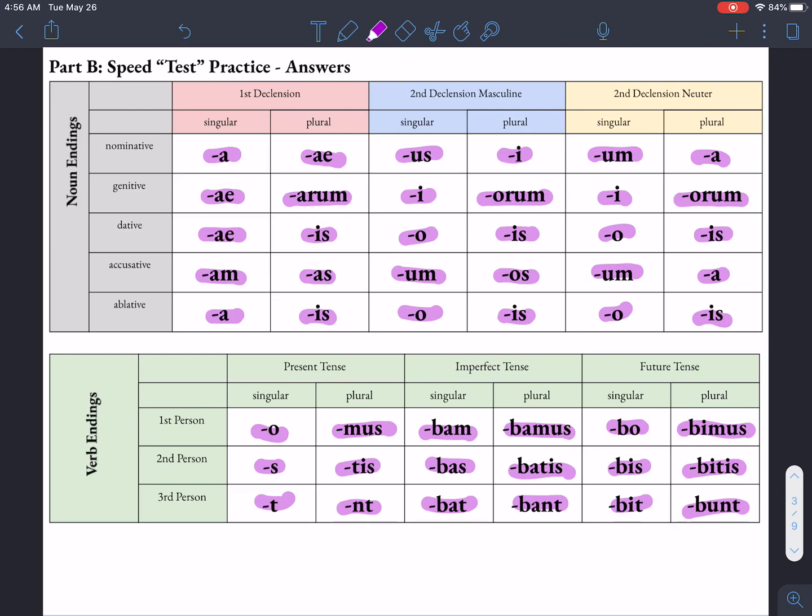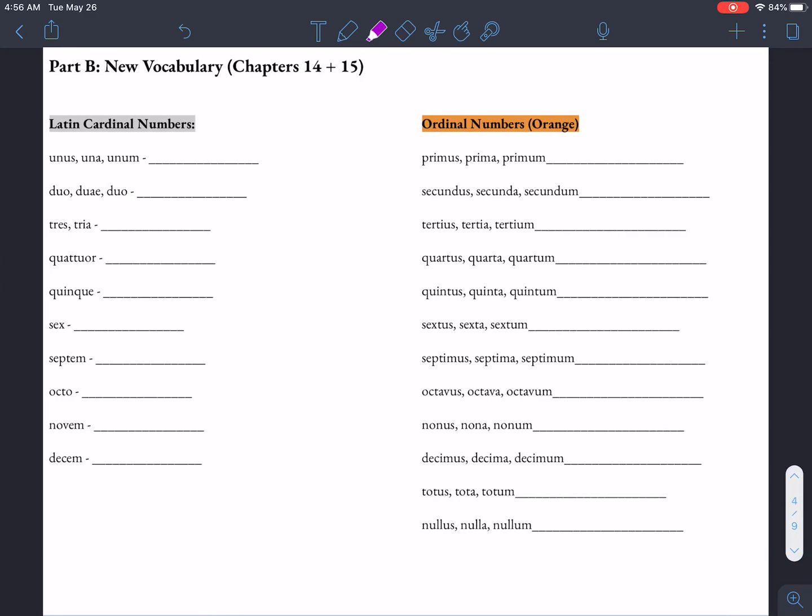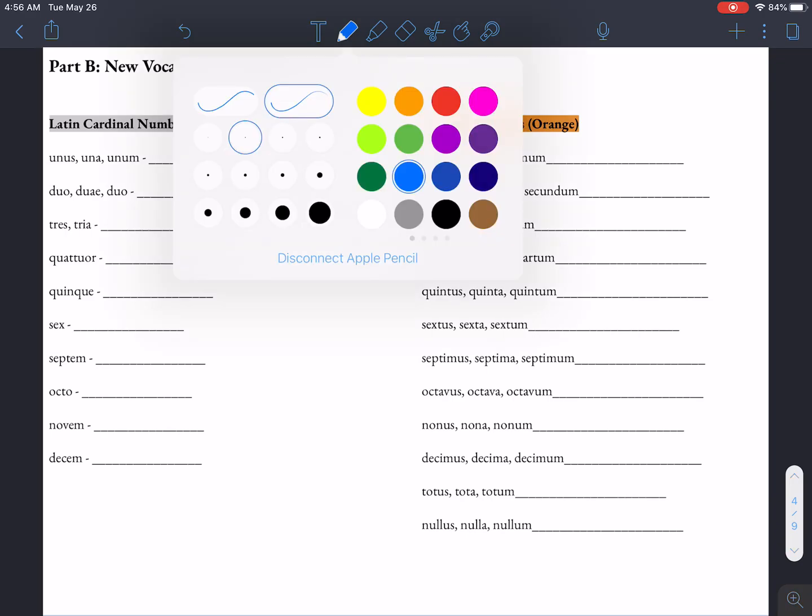Alright, so those are our chants. Ta-da! Okay, now we're actually on part B. This is going to be some new vocabulary for you. Please notice it does say chapters 14 and 15 up here. That's because we're going through technically two semi-chapters of vocabulary for this week because they are, in fact, related.